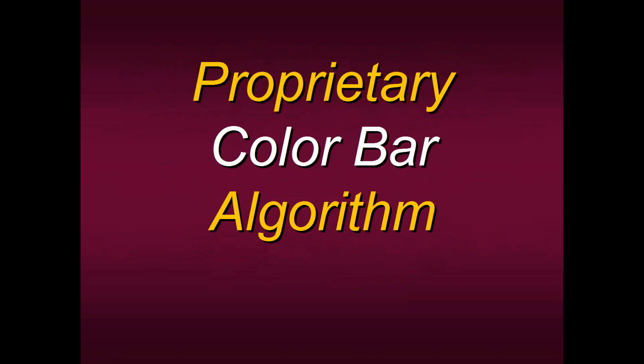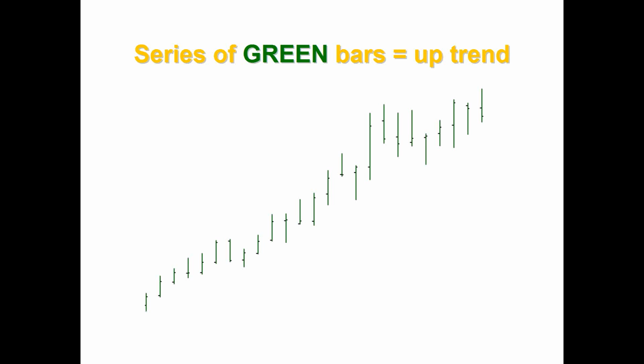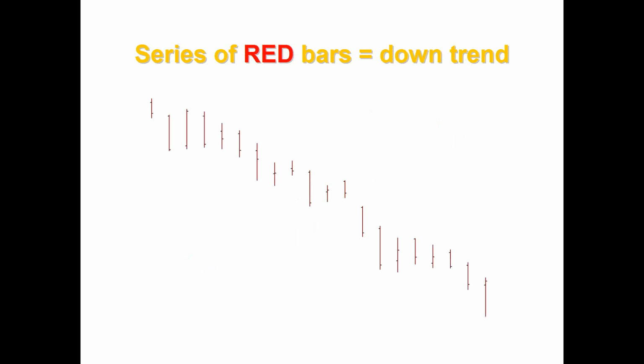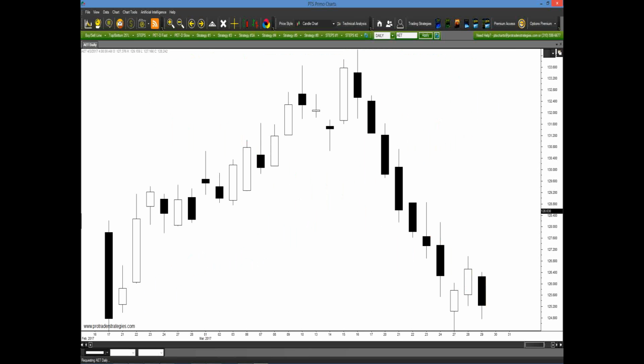I was introduced to this 40 years ago by my mentors, and at the time we had to actually calculate it by hand. But now, because of high-speed computers and programmers, we've proprietarized it into a color bar algorithm. So all you have to do is basically look to see what color it is. If you see a series of green bars, the PET D is telling you we're in an uptrend. If we have a series of red bars, it's telling you you're in a downtrend. And that's it.